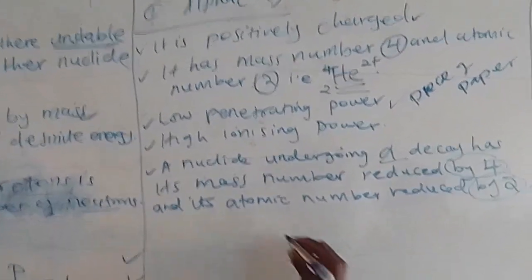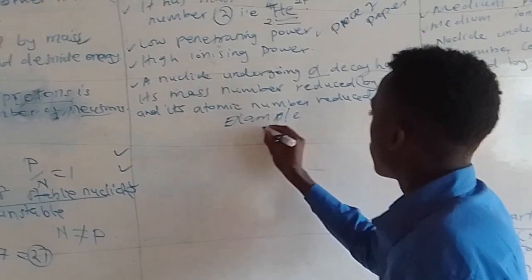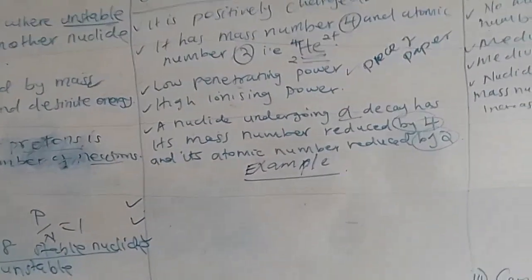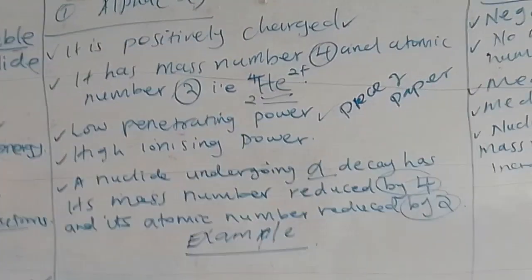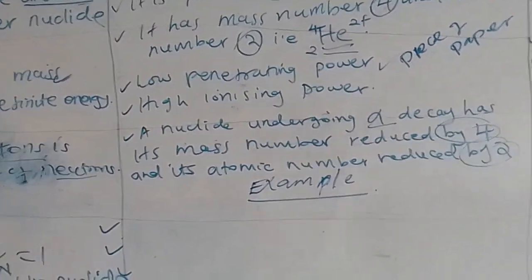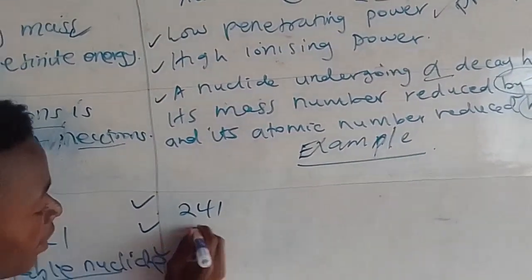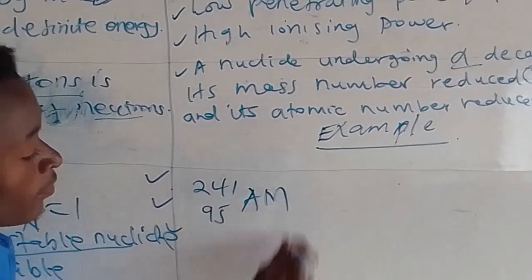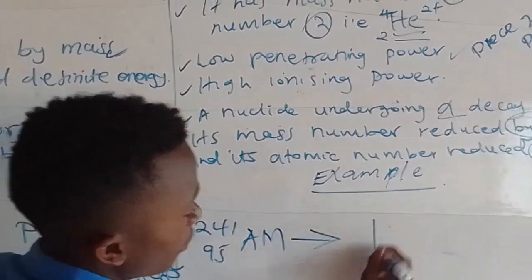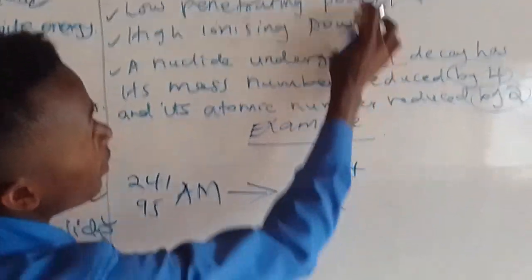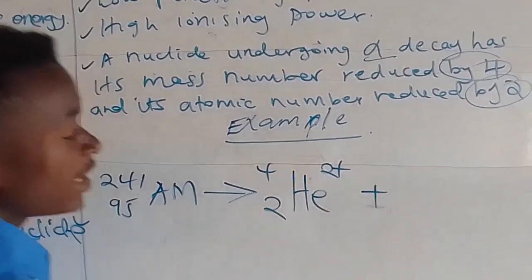We can look at an illustration or example. So we can look at this element. Make sure you zoom to see clearly. This element, 241, 95, is now undergoing alpha disintegration. So, which element will now be formed?